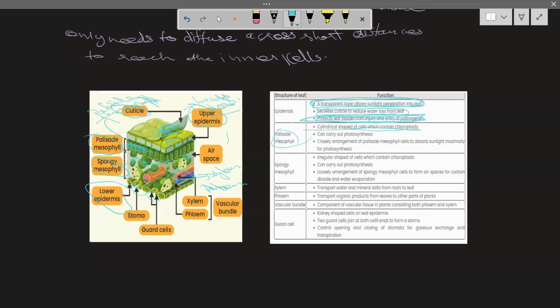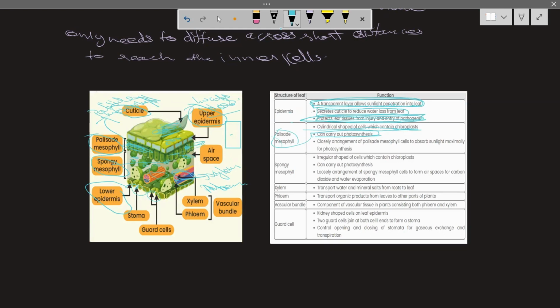Okay, so it is cylindrical, like its shape is like this. Wait, it's just like a square, you may say like this. Okay, it's cylindrical, and it contains chloroplast. So these palisade mesophyll cells are filled up with chloroplast, very much chloroplast, and carry out photosynthesis.